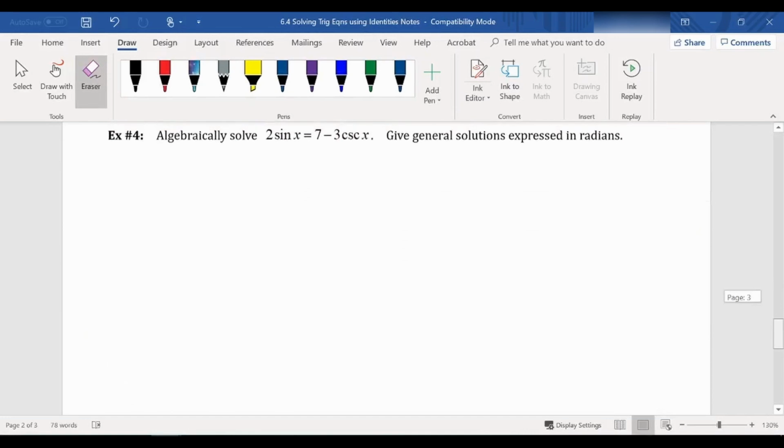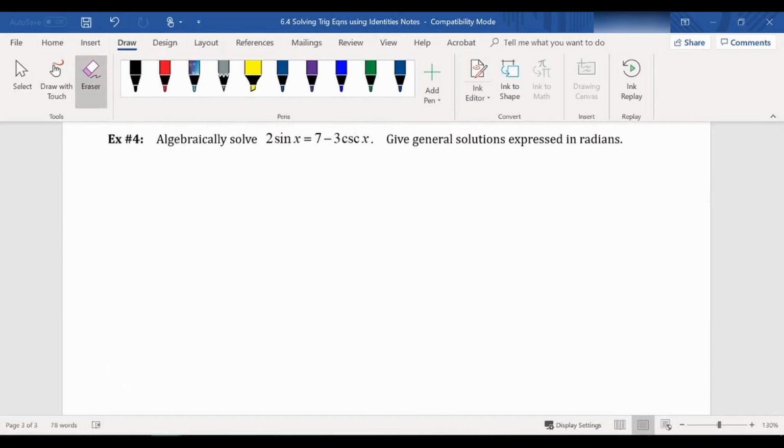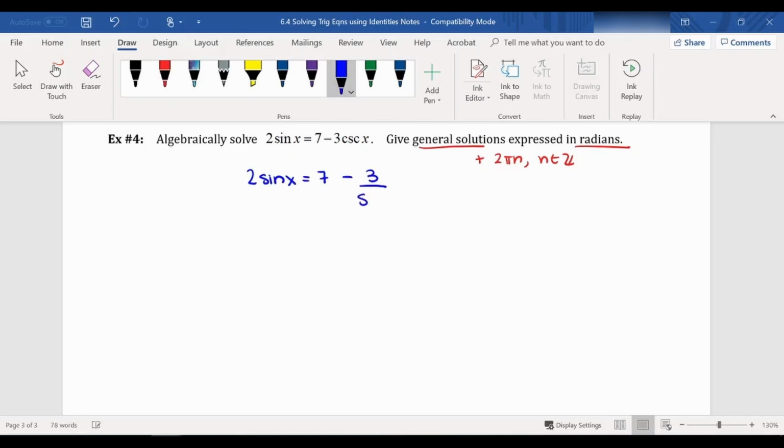All right, let's try another one. Again, we've got general solution in radians. So this is going to be plus 2 pi n again. Right now we have a problem. We don't have just sines or just cosines. We have this cosecant. So I want to rewrite this as 3 over sine x. Now I have a fraction. So again, I have non-permissible values I need to consider.